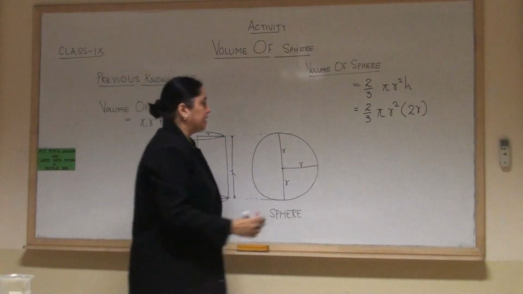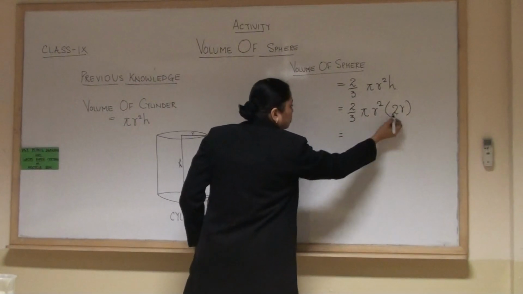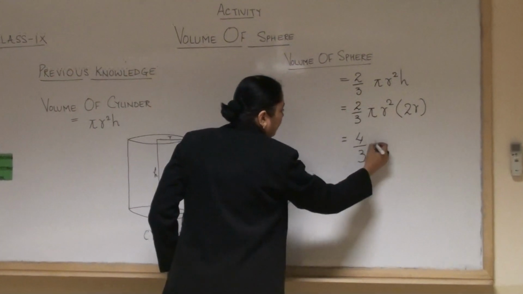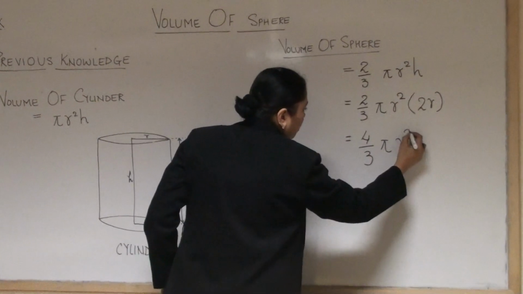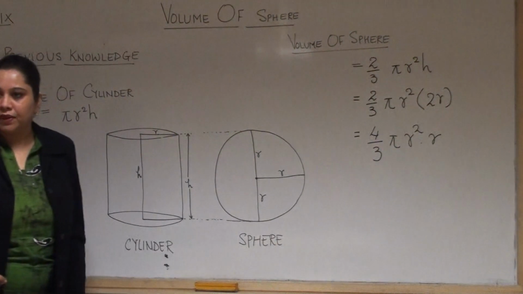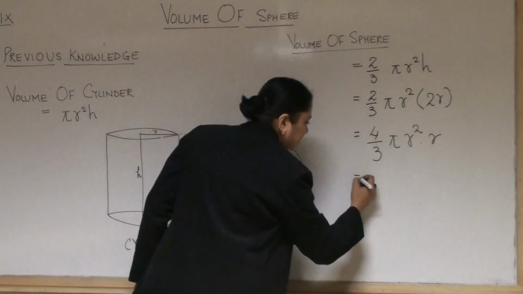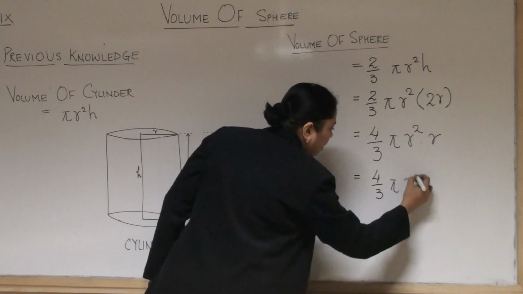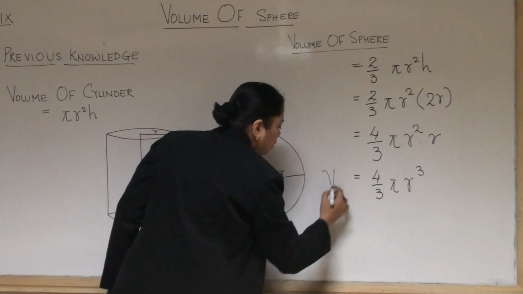Yes? If yes, then it becomes 2 into 2, 4/3 pi r square into this r. What am I left with? 4/3 pi r cube, which is the volume of sphere.